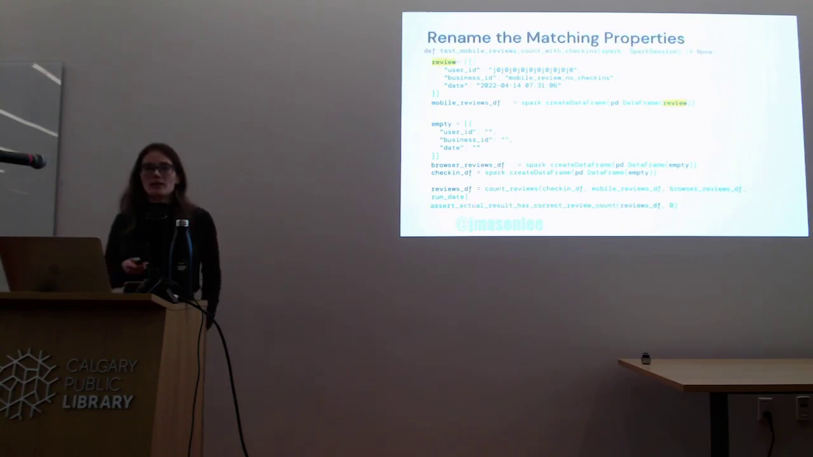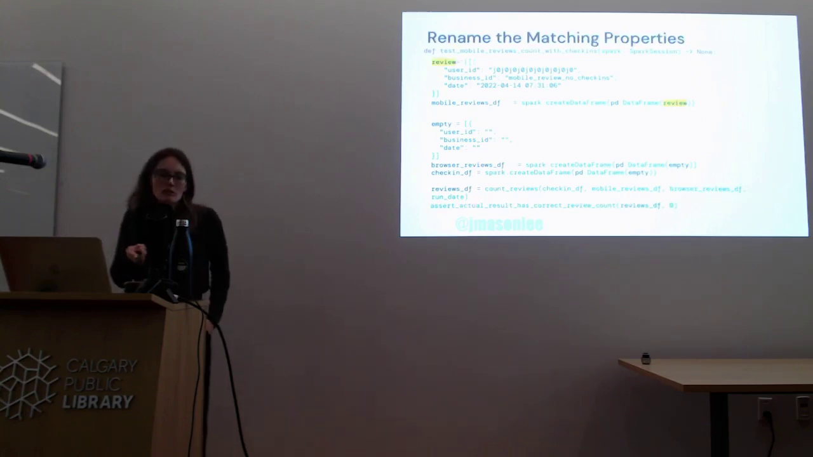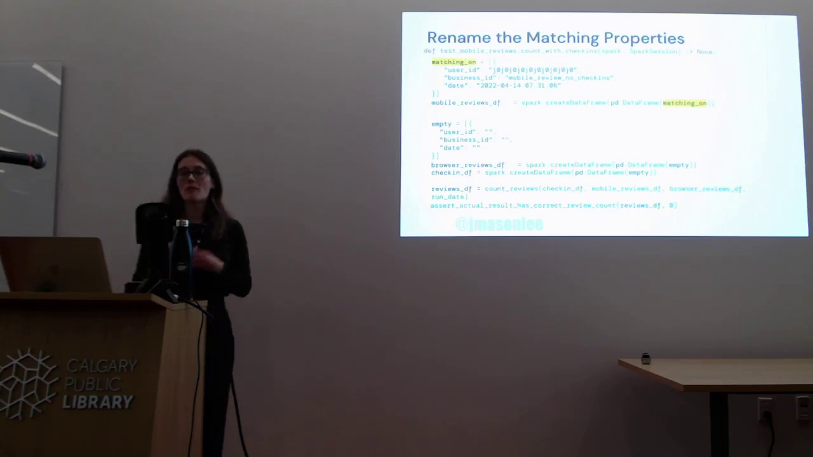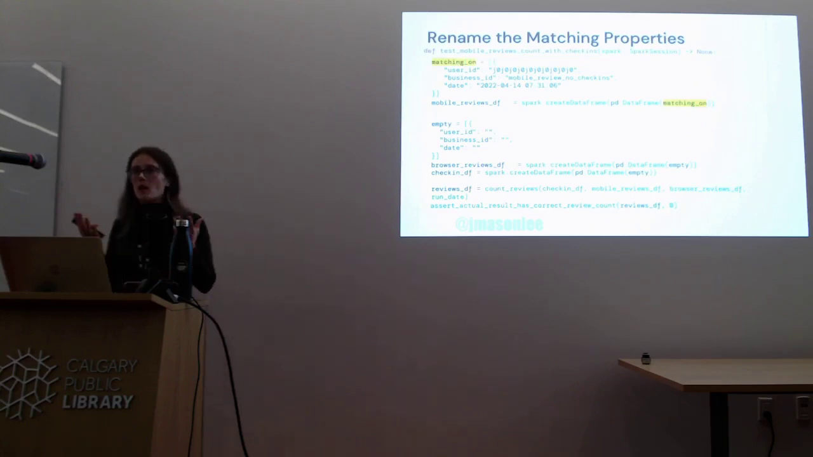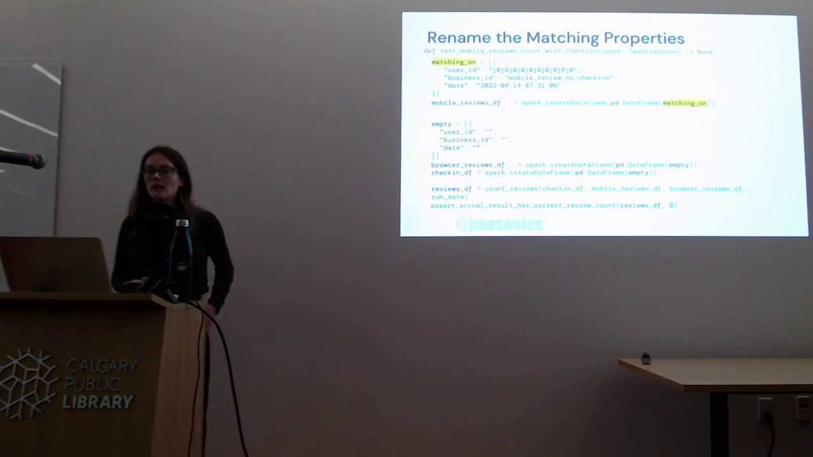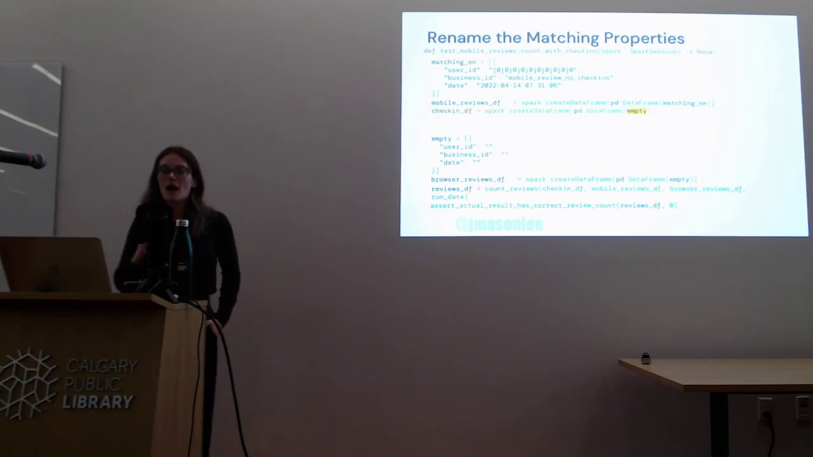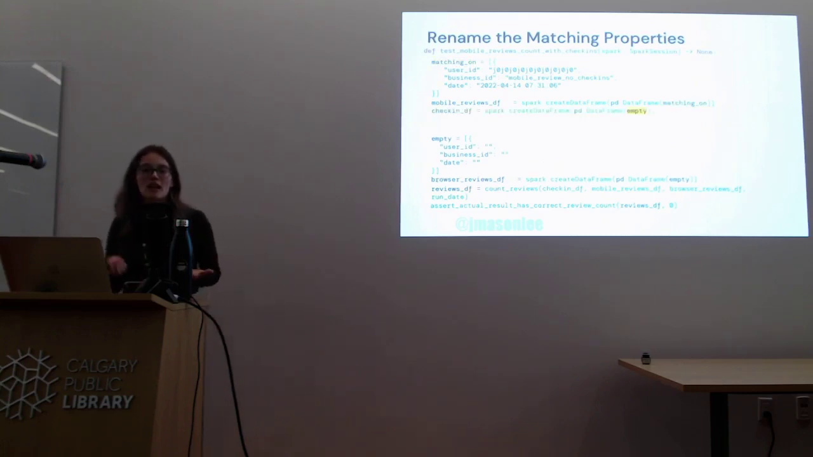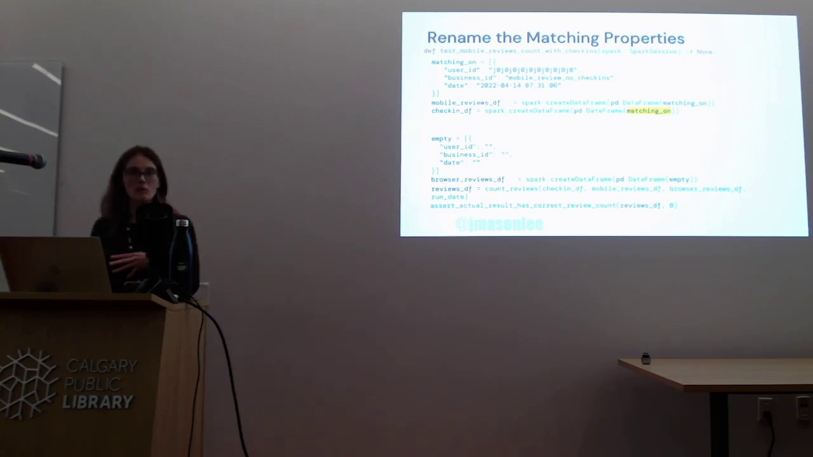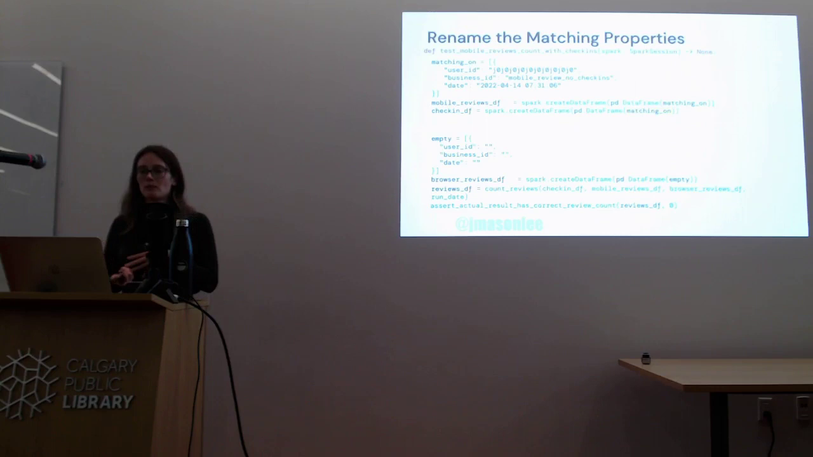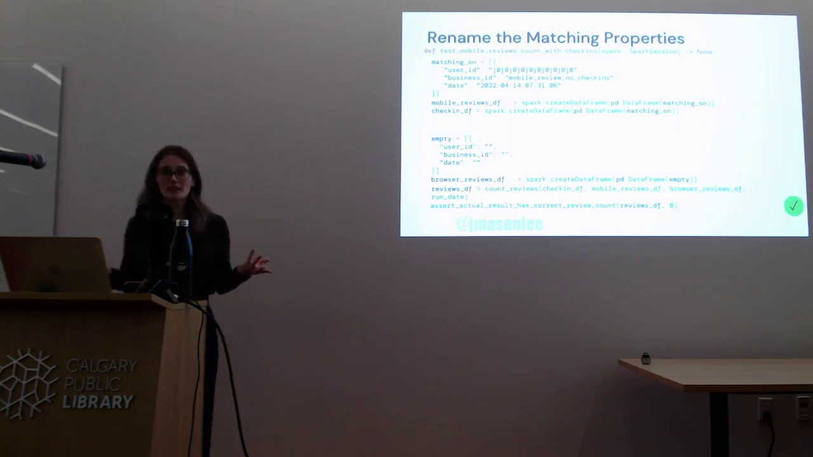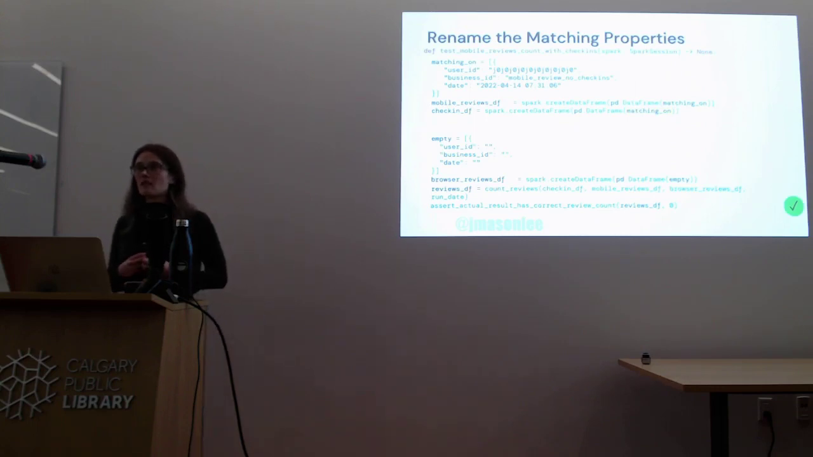If we go to the inputs, we'll change the review data to be matching on data, because this is the data that I want my check-in to match on now. And I'm going to now assign that matching on data to my check-in data frame. So now I have a check-in that matches my mobile review. Run my tests, and they pass. That was easier.